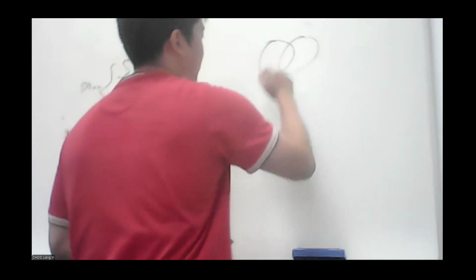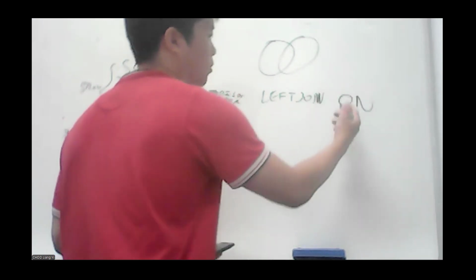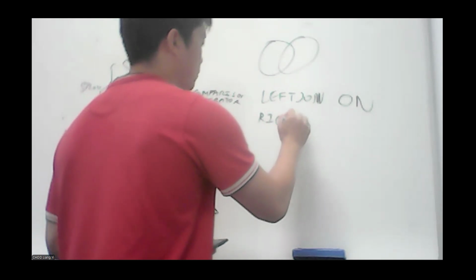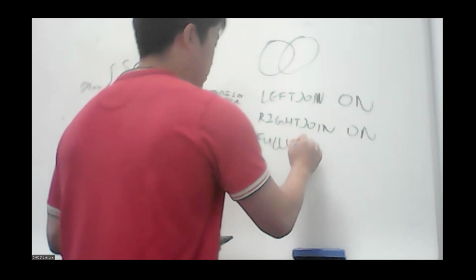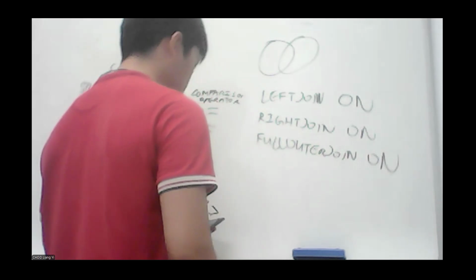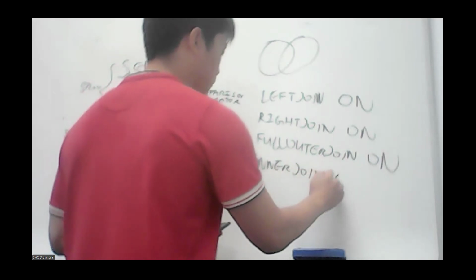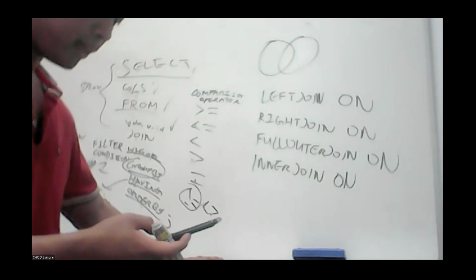Then inner join, outer join is quite obvious. You want left join, you use the word left join. Left join on something, on what columns. Right join on, outer join on. Then the last one, inner join on. Yeah, about there really.